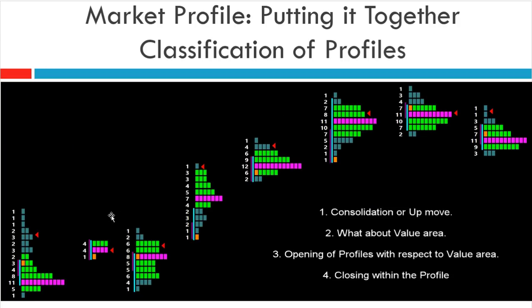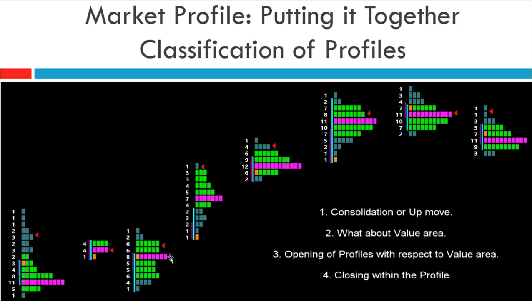So here's one more example. So what has happened here? This was a truncated session, so I won't consider this. So let us look at what has happened here. The price has opened within the value area of the previous profile and closed above the value area of this profile. I'm talking about this profile. So this profile is actually a bullish profile.